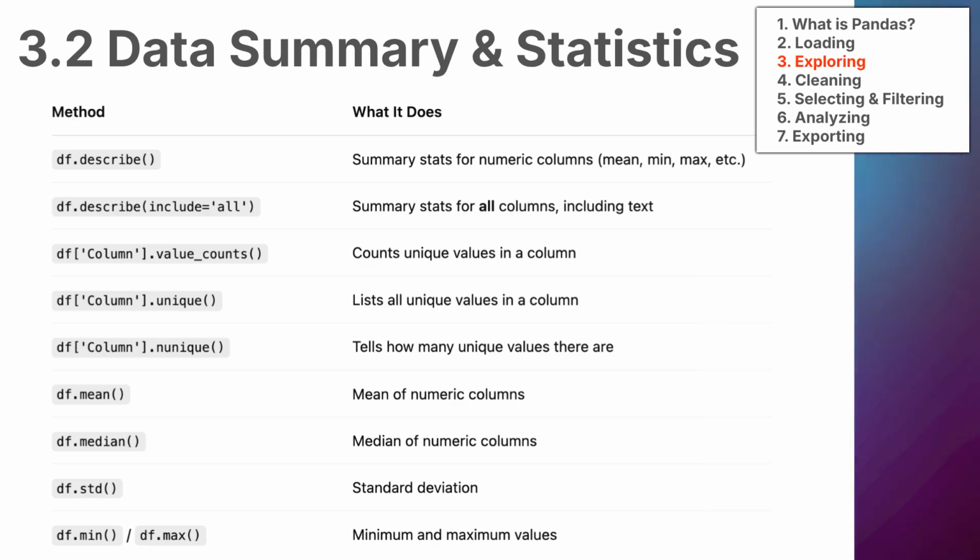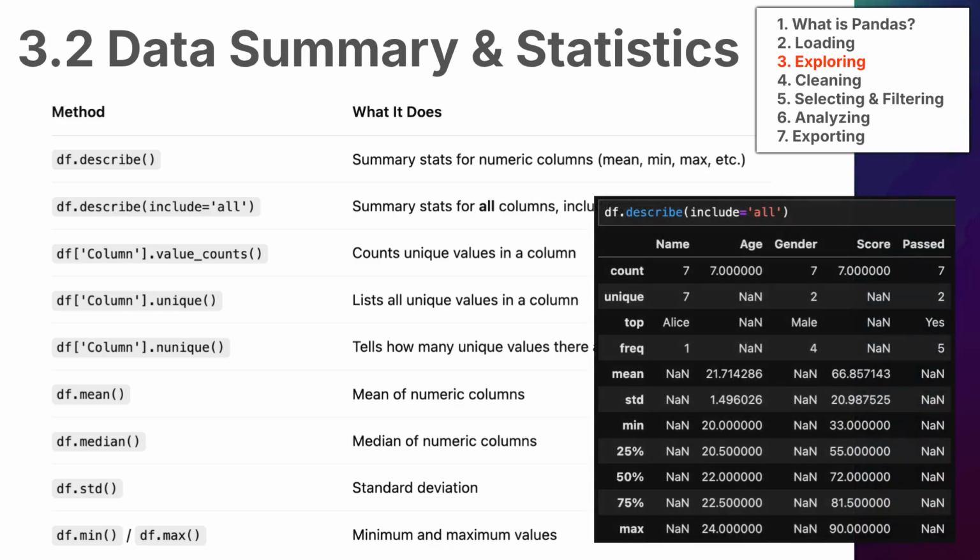If you want to see everything, not just numbers, this gives a summary for all columns, including text, like names or categories. So you'll see count, unique values, top means most frequent value, and its frequency. Great for mixed data.